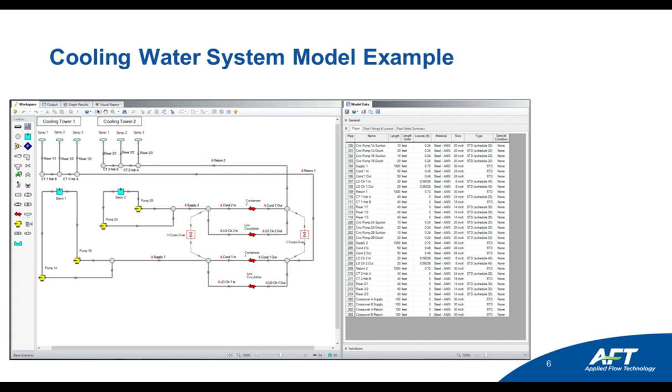Now, this is an example of a flow model for a cooling tower system. It's just a pictorial example of what the piping system might look like with various components. You can see there's the cooling tower basins followed by four pumps operating in parallel, and then there are some heat exchangers further downstream, and finally they discharge out the spray nozzles at the top of the cooling tower. So this is just one example of what a system might look like.